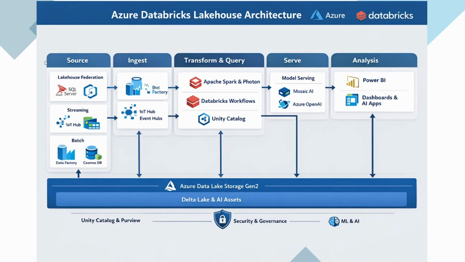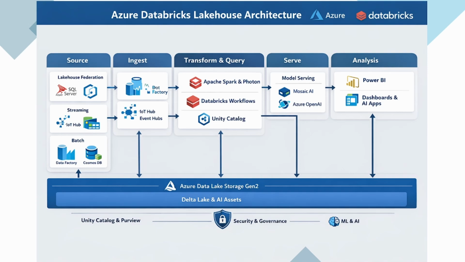We start with sources. This is where all data is born. Databases, applications, sensors, logs, streams. In Azure, that could be SQL Server, Azure SQL Database, Synapse, IoT devices, or even event streams. And here's an important point. Not all data has to be copied into the lake. This is where Lakehouse Federation comes in. Instead of moving data, Databricks can query external SQL systems directly, while still applying governance through Unity Catalog. So the data stays where it is, but it behaves like it's part of the lakehouse. Pretty powerful, right?